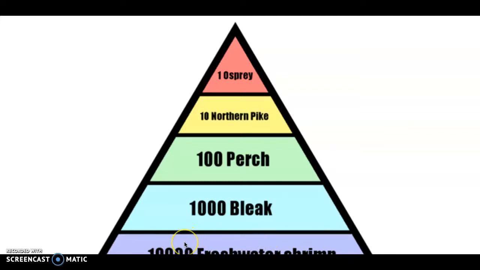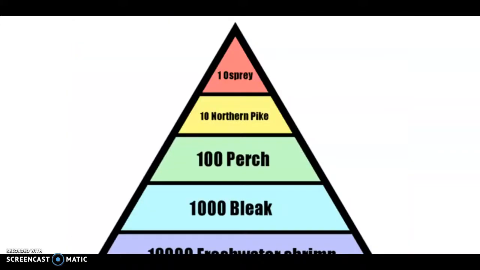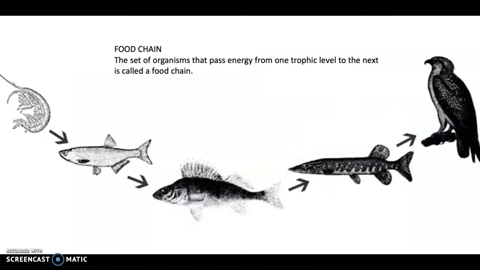Well, out of that 10,000 kilocalories of energy, only 1 kilocalorie of that original 10,000 will make it to the osprey. So you can see how only 10% is passed on, right? Those at the top get very little of that original beginning of the food chain cycle.